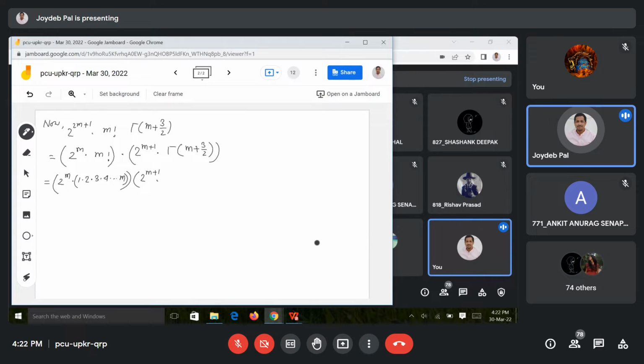Now see, for it is actually what? Gamma m plus 3 by 2 means 2m plus 3 by 2. So it is of the form something by 2. Whenever gamma of something by 2 is given, its tail looks like what?